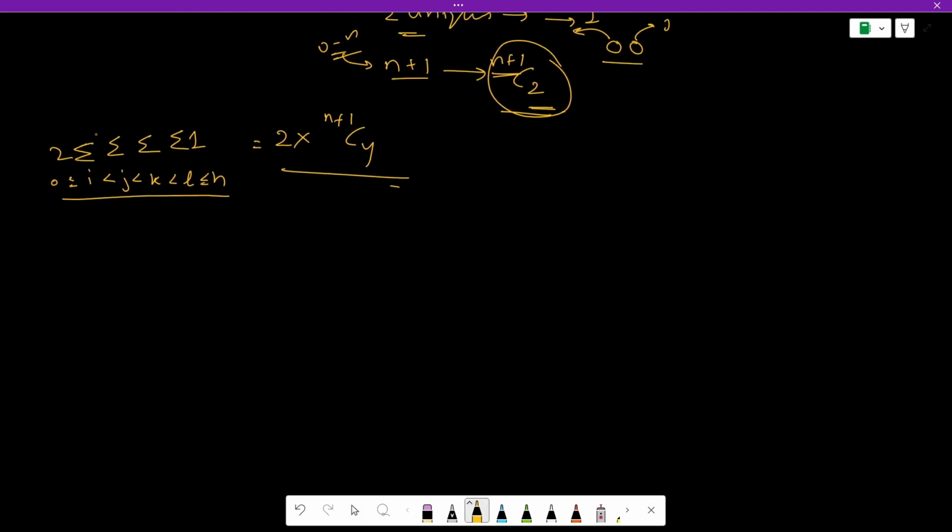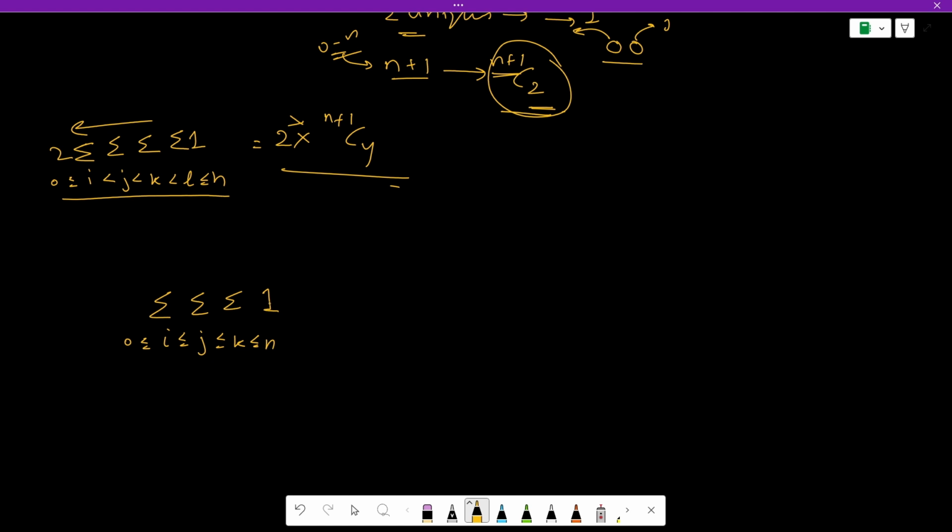Now it can be any number of summations. You just need to solve it using permutations and combinations. Now let's see what will happen if we have some equal signs in between. So let's say we have the summation of 1 where 0 ≤ i ≤ j ≤ k ≤ n.